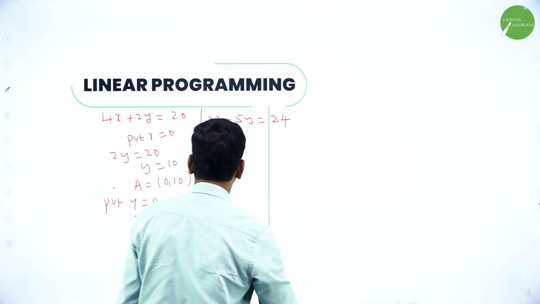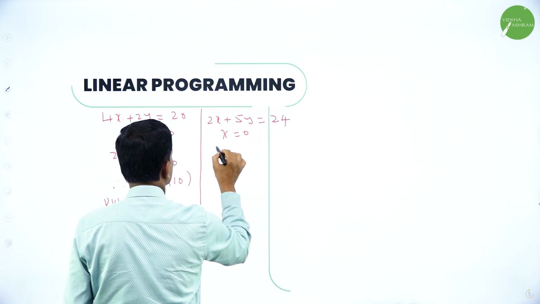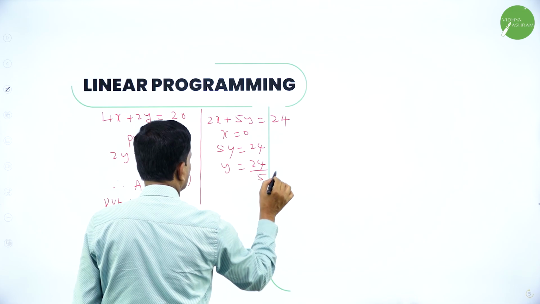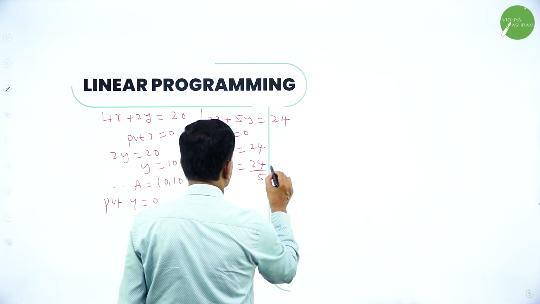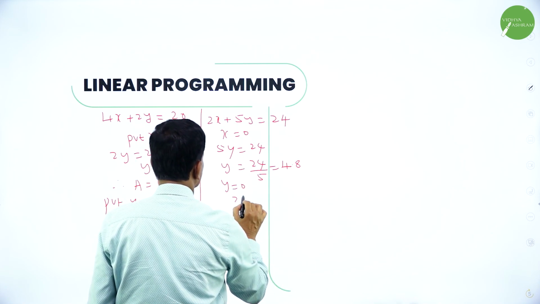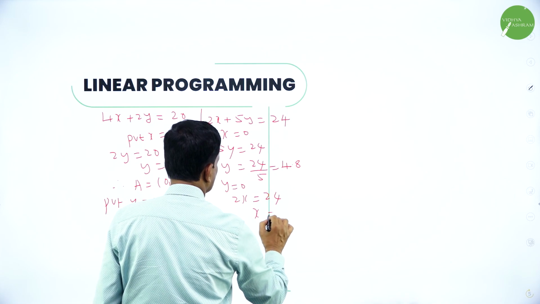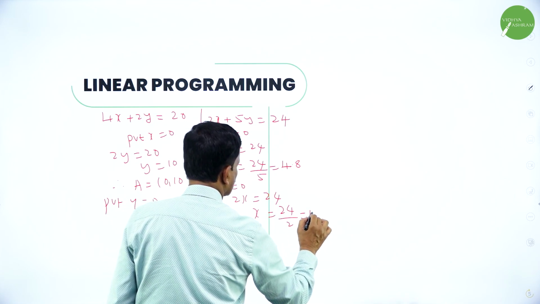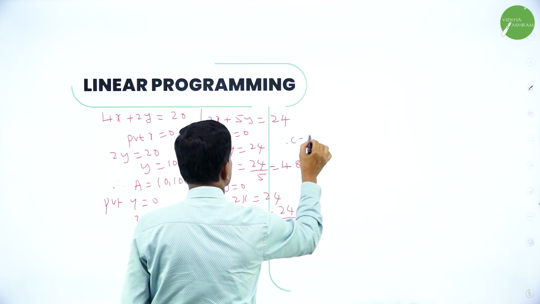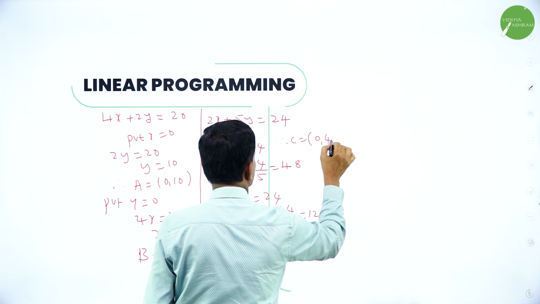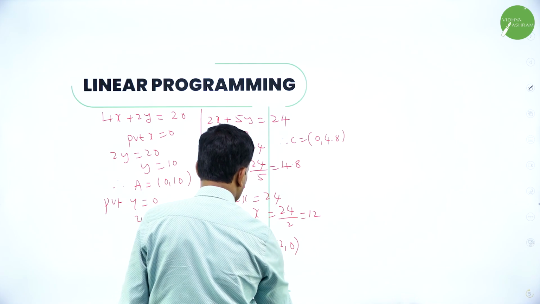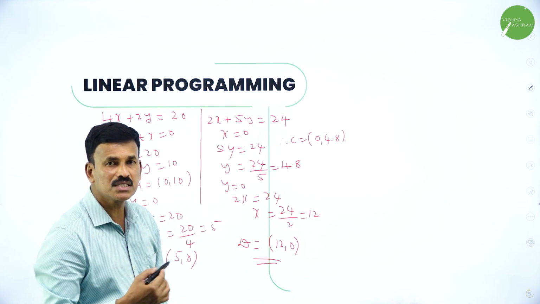Now, similarly, for the second curve, put x = 0, 5y = 24, y = 24/5, which is 4.8. Similarly, put y = 0, 2x = 24, x = 24/2 = 12. So the points here: C, when x is 0, y is 4.8. And the point D, when x is 12, y is 0. These are the points.